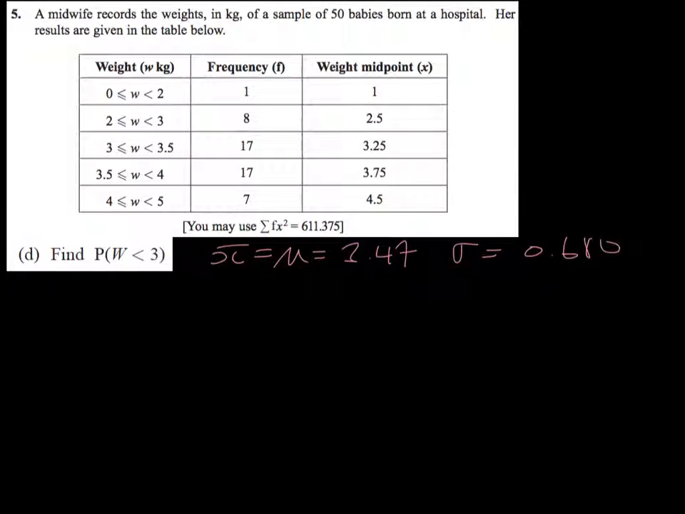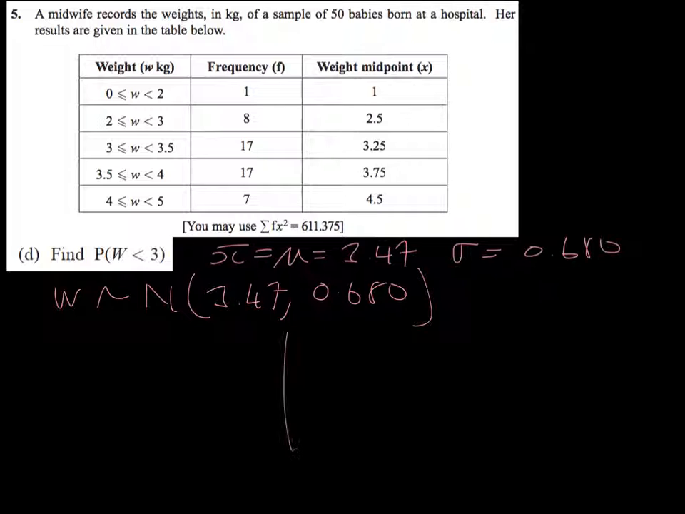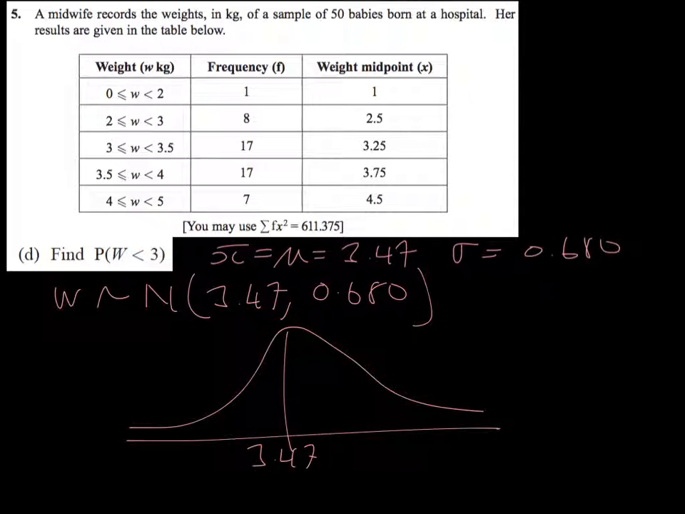Part D is a question which involves the normal distribution. We are asked to find the probability that a newly born baby weighs less than 3 kilograms. In the previous question, we've worked out the mean x bar, which is also the same as mu, and we've also worked out the standard deviation. So we can say that W is normally distributed with a mean of 3.47 and a standard deviation of 0.680. If we do a quick sketch, 3.47 is the mean, and we've got something like this.